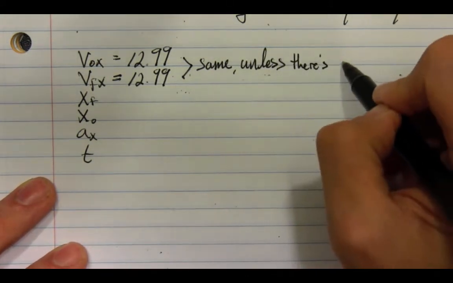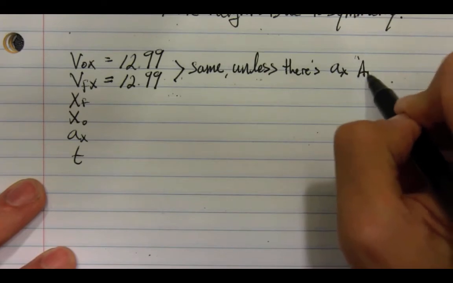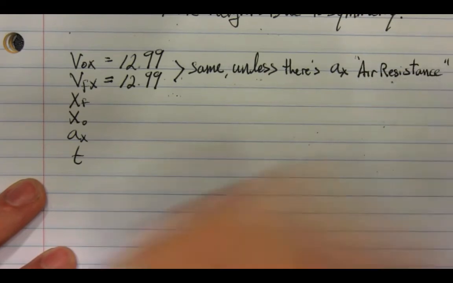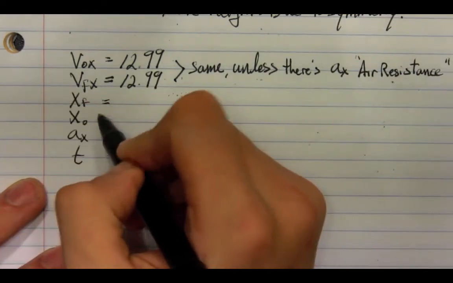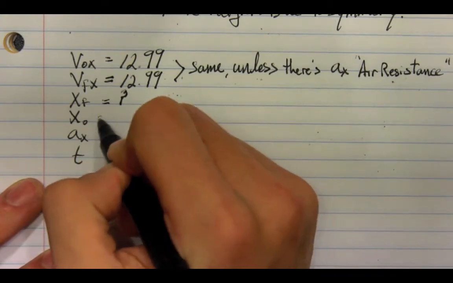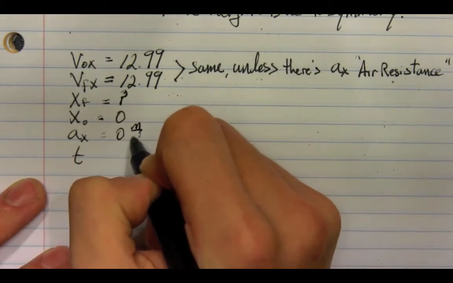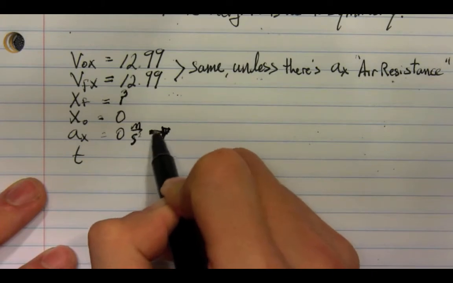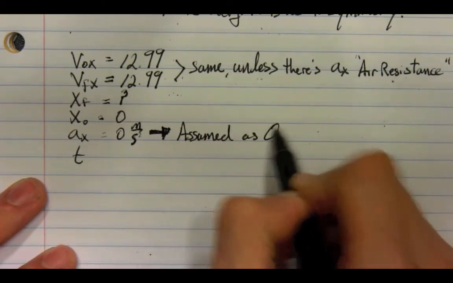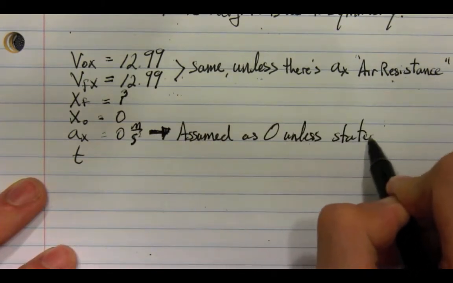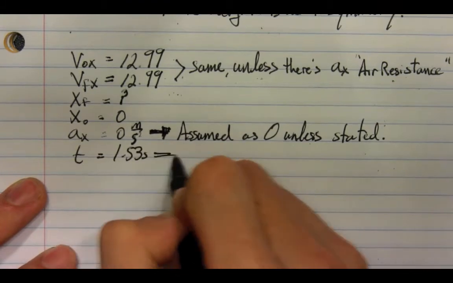Now, V0x and Vf of x are the same unless there's a sub x, which in physics is usually the air resistance. Most of the time, air resistance is not applicable, meaning your a sub x is usually 0. And it is assumed to be 0 unless stated otherwise.